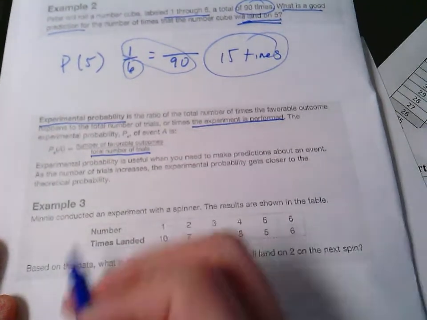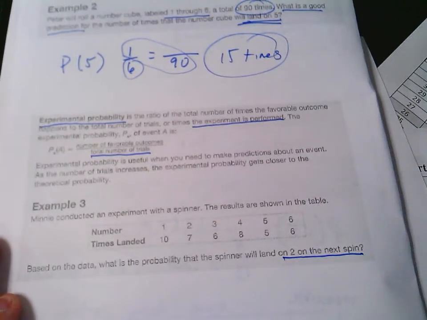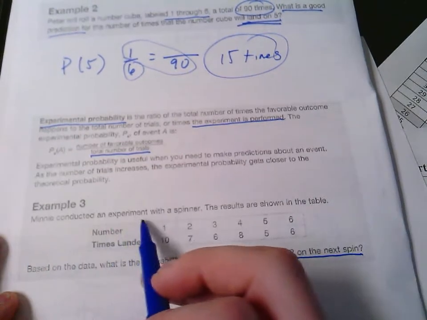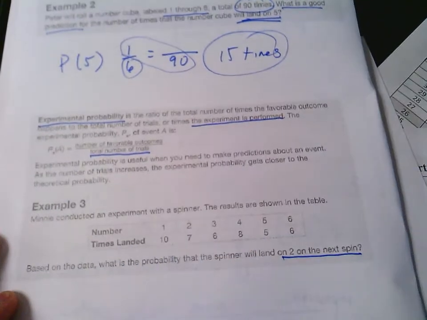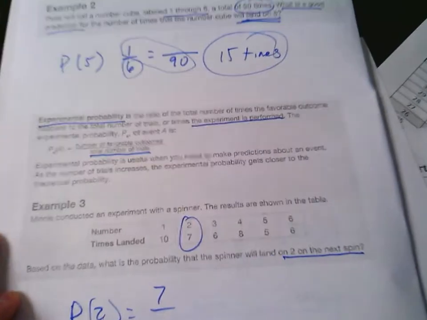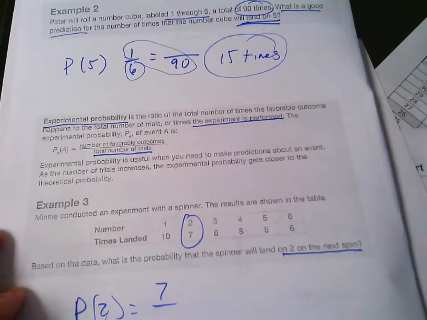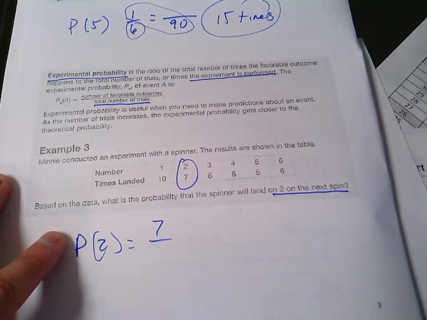Based on the data, what is the probability the spinner will land on 2 on the next spin? All right, Mandy conducted an experiment with a spinner. The results are shown in the table. Okay, this is the number that it landed on. This is the number of times it landed. So probability based on the table, well, it landed on 2 7 times out of a total of, now we just add the columns up. 10 plus 7 plus 6 plus 8 plus 5 plus 6, and we get a total of 42.